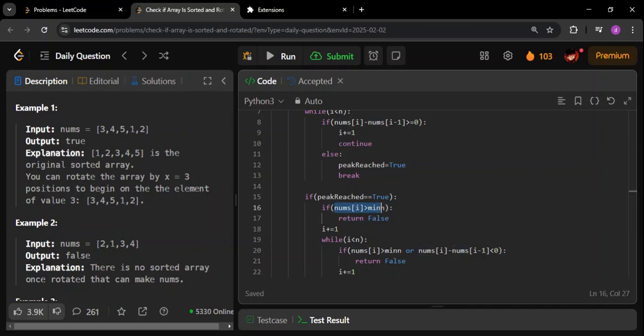So for example, 3 is here, right? This particular one can be either 3 or even less than 3. As simple as that. But it cannot be greater than 3. For that reason, if it is greater than 3, we are returning false.